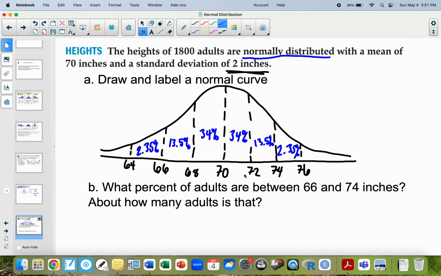Okay, so 1 standard deviation away, 2, 3 standard deviations away. This is our drawing and labeling our normal curve. First question says, what percent of adults are between 66 and 74 inches? So we're looking between 66 and 74 inches. So we're looking at this distance here, okay? So that is 2 standard deviations away from the mean.